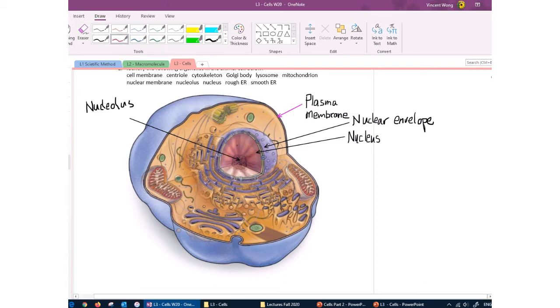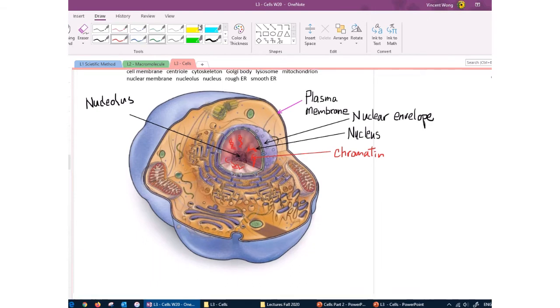Can't really see it too clearly here, so I'm just gonna cheat a little bit. I'm just gonna draw my own genetic material here. So these genetic materials are basically DNA that has been packaged with histone proteins so that they can all fit into your nucleus. So those packaged DNA, we call them chromatin. And they will condense further and become chromosomes just before cell division.